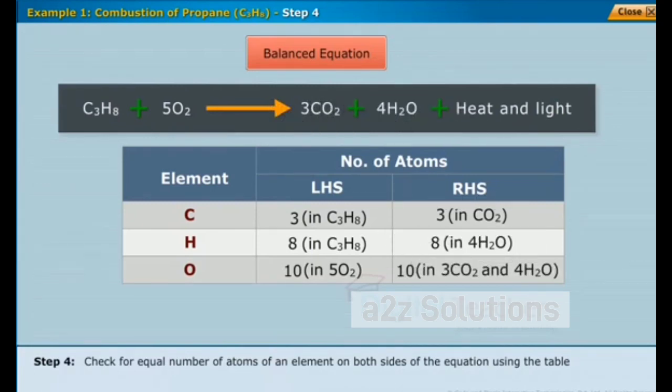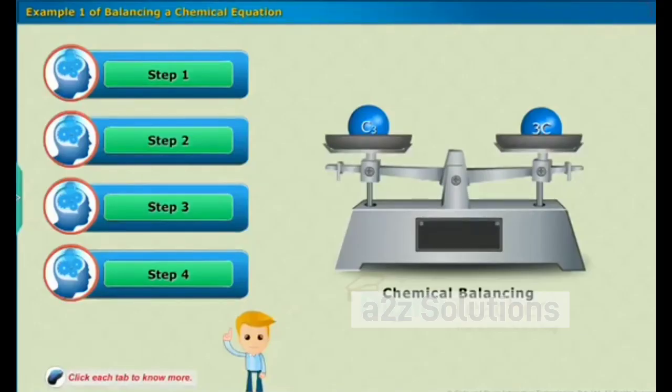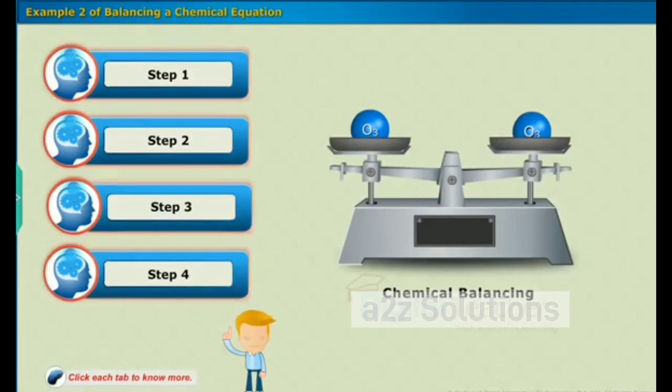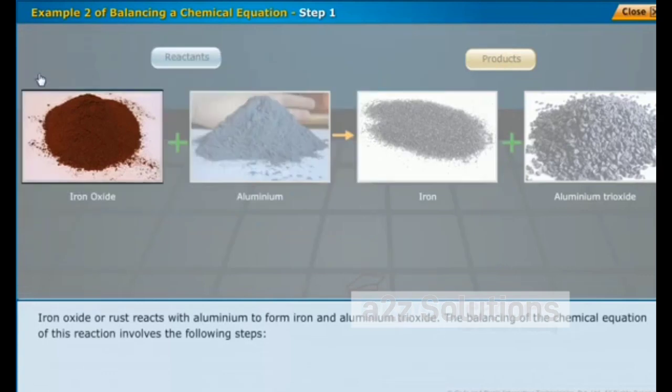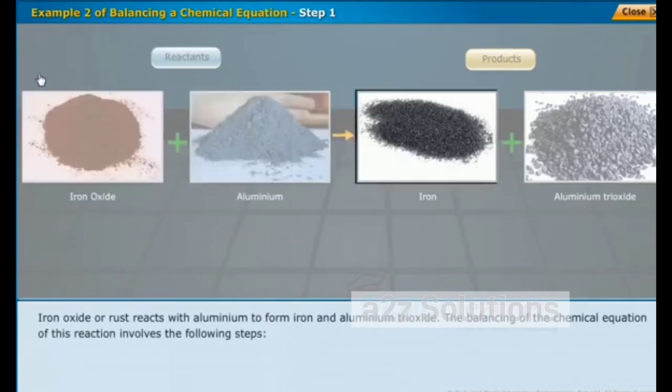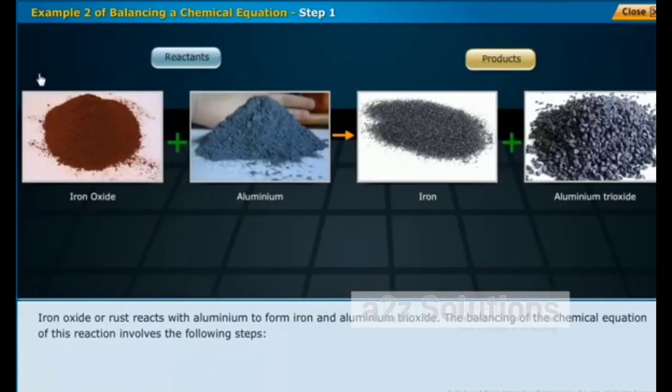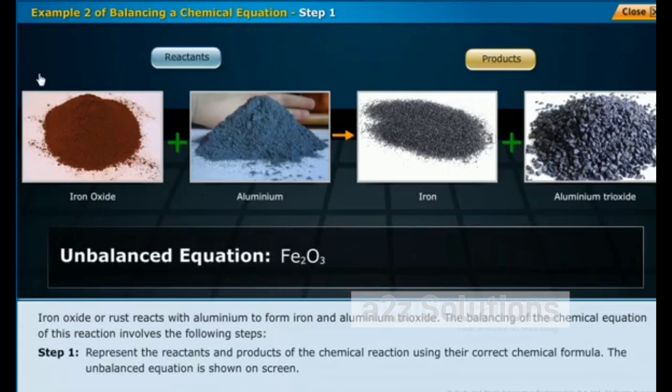Let us learn to balance another chemical equation. Example 2 of balancing a chemical equation. Click each tab to learn the steps in detail. Iron oxide or rust reacts with aluminium to form iron and aluminium trioxide. The balancing of the chemical equation of this reaction involves the following steps. Step 1. Represent the reactants and products of the chemical reaction using their correct chemical formula. The unbalanced equation is shown on screen.